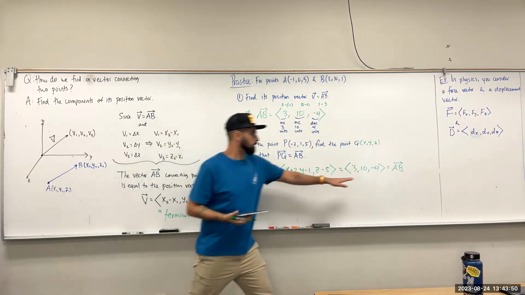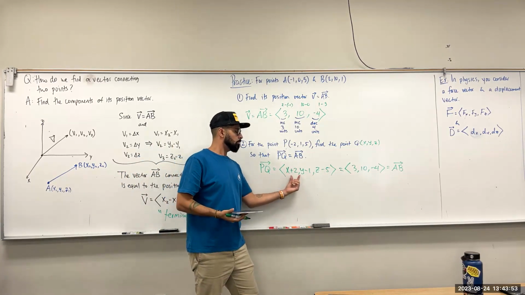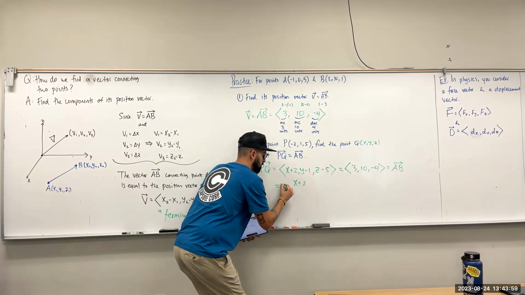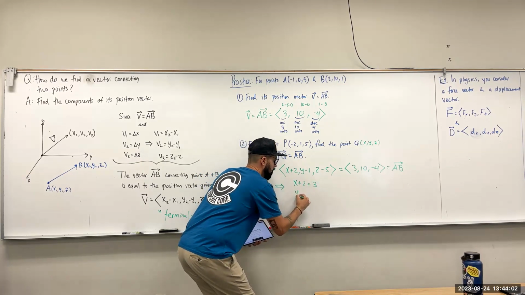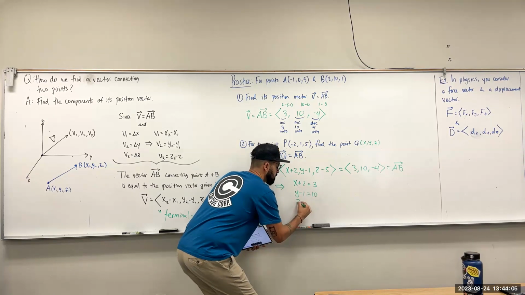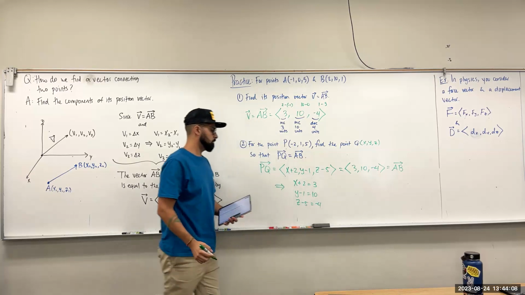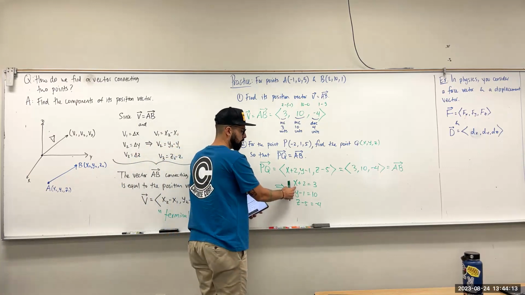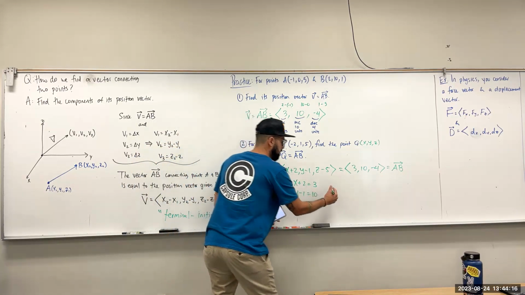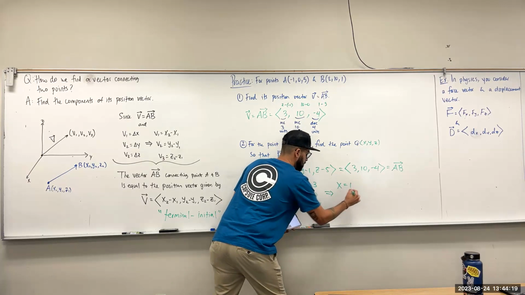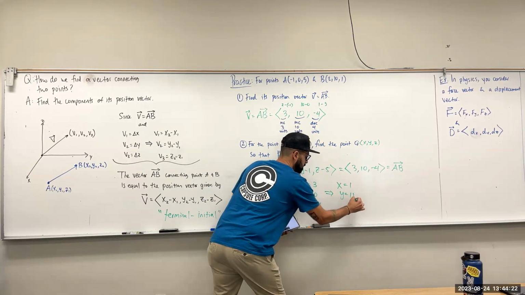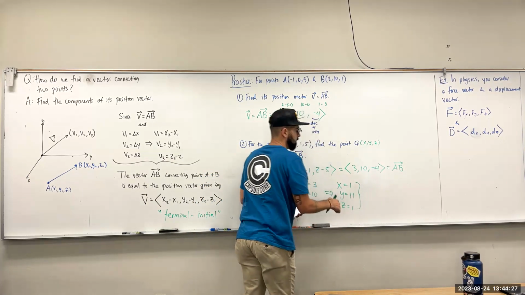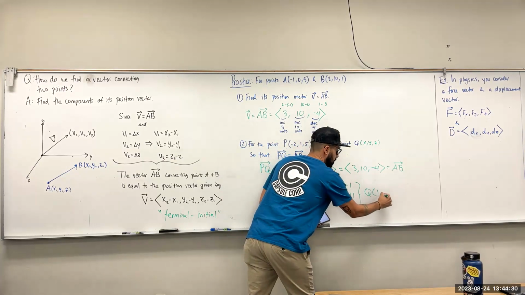And since I want both of these vectors to be equal to one another, I want their components to be equal. So I want X plus 2 to be equal to 3, Y minus 1 to be equal to 10, and Z minus 5 to be equal to 4. Solve for the unknown variable: minus 2 gives you that X is 1. Add 1, it gives you Y is 11. And then add 5, that gives you that Z is 1. And so Q has coordinates 1, 11, and 1.